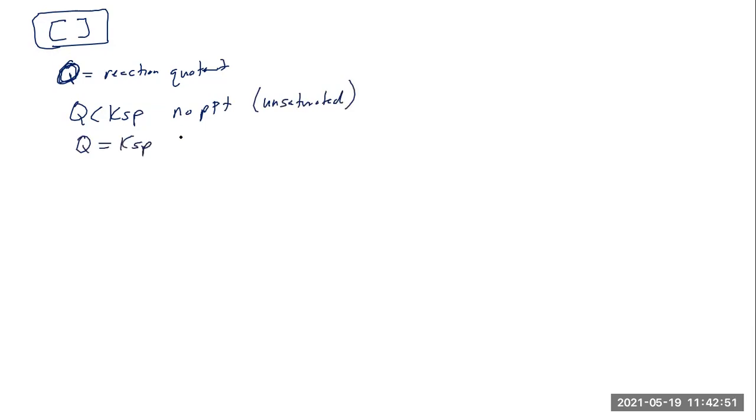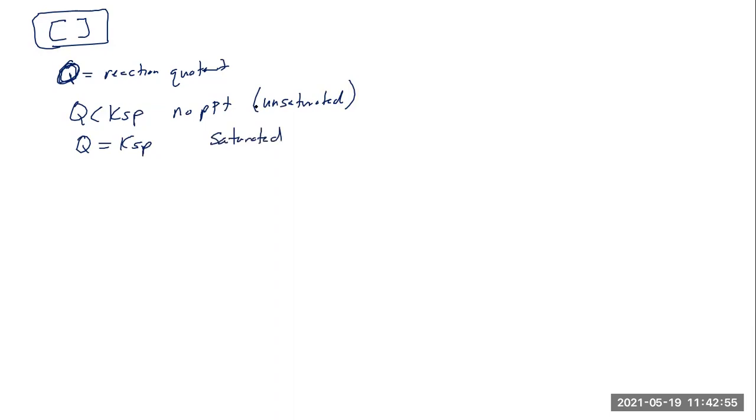was Q. Again, we could look at Q, which is our reaction quotient, and it's calculated basically the same way as you would calculate K. And we can compare Q to the KSP. If Q is less than the KSP, we would expect no precipitate to form, and it would be an unsaturated solution. If we calculate Q and it does equal KSP, it would be a saturated solution.